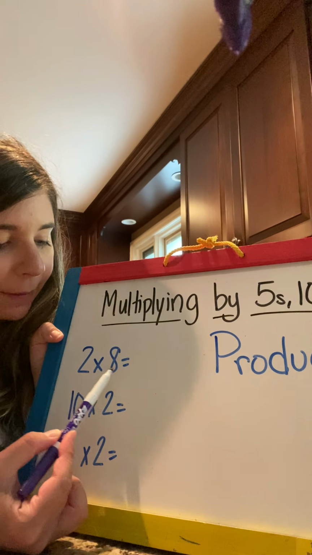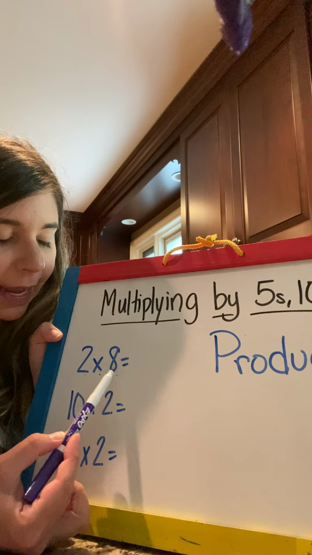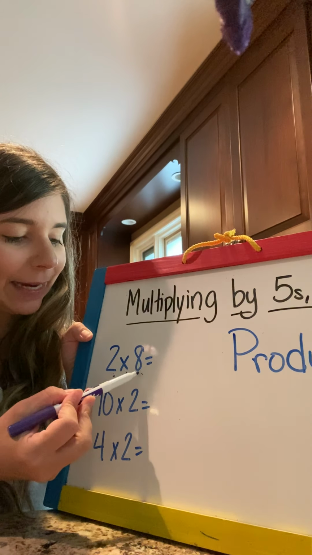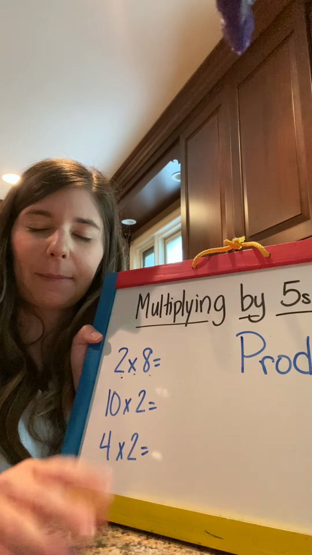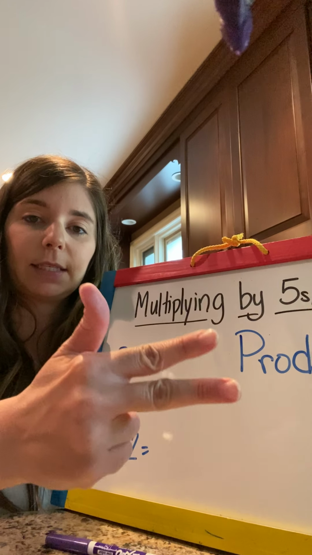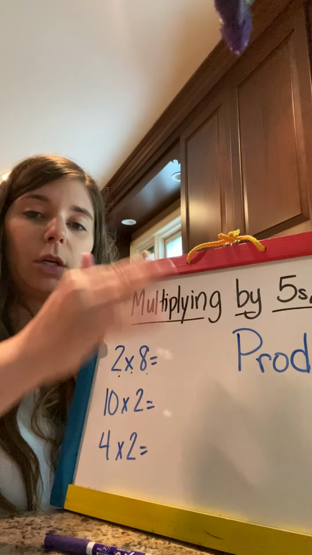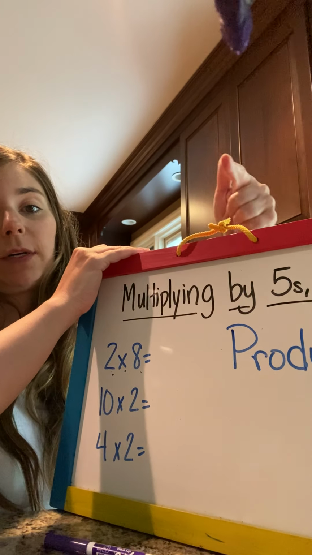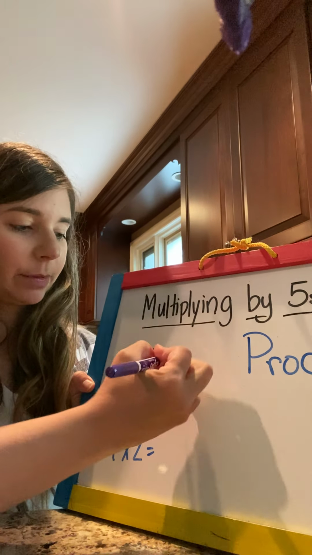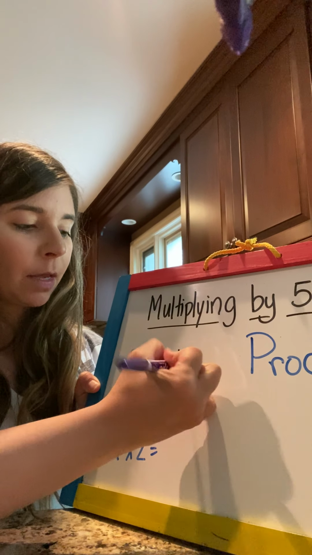So 2 times 8 means 2 groups of 8, okay, or 8 groups of 2. Now you can count by 2s 8 times. So let's try that method first, that strategy, okay? 2, 4, 6, 8, 10, 12, 14, 16. I counted by 2s 8 times and I got 16.